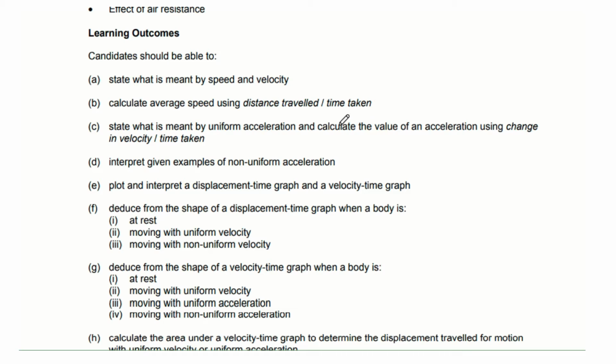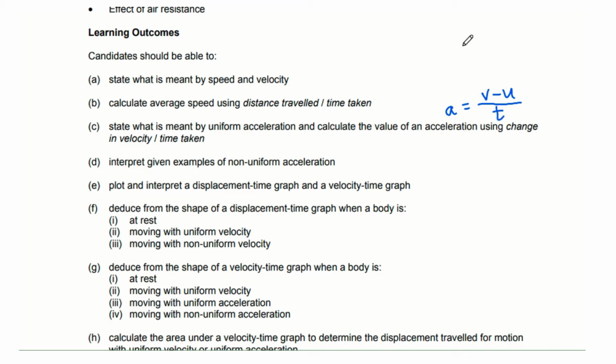Next, we look at part C: state what is meant by uniform acceleration and calculate the value of acceleration using change in velocity over time. What is meant by uniform acceleration? When acceleration is uniform, it means that the rate of change of velocity with time remains constant. Next, you need to be able to calculate acceleration, so you do need to know the formula. Acceleration, which I denote as a, is equal to the change in velocity, so it's equal to final velocity v minus initial velocity u, over time taken t.